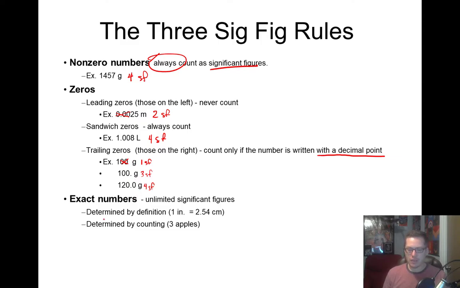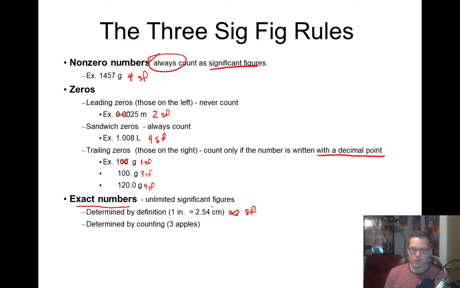All right, then finally the third rule is exact numbers. They have unlimited sig figs. There are 2 types of exact numbers. Numbers that are determined by definition. A lot of times these are ratios. So by definition, there's 2.54 centimeters for every inch. So both of these numbers, this ratio, have infinite sig figs.